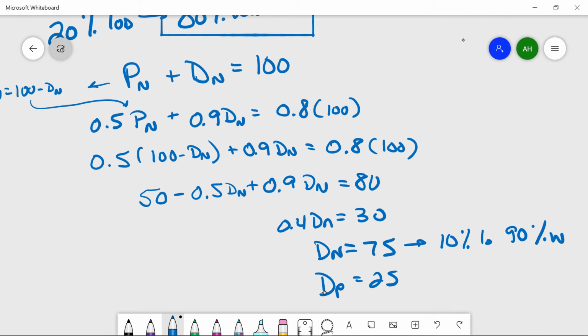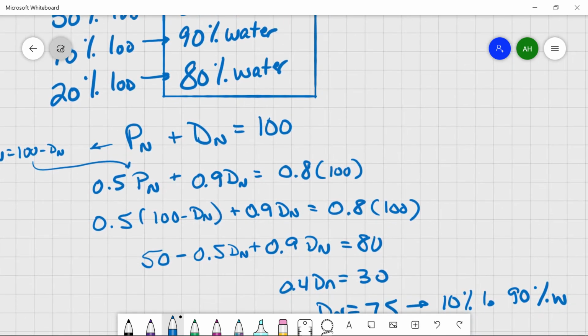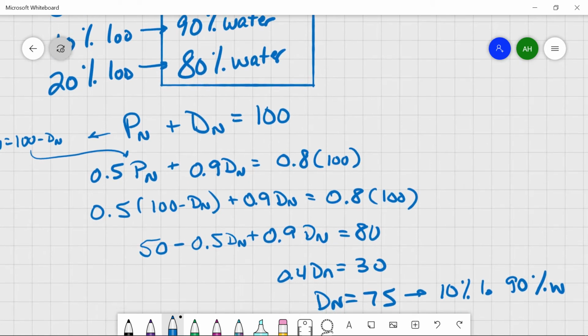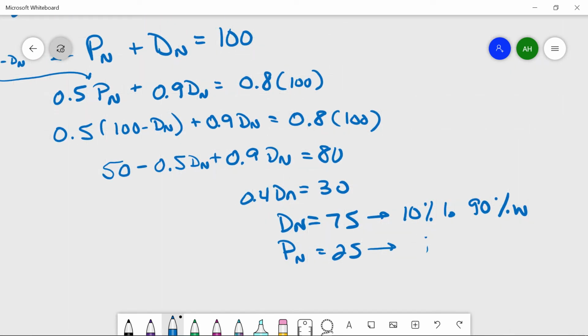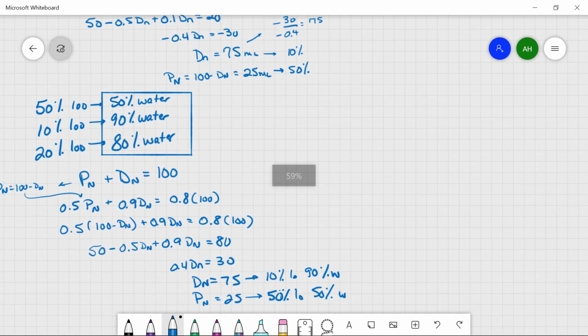And the PN, oh, what did I do? Sorry, this right here should have said PN. The poured amount is going to represent the 25%. No, excuse me, it represents the 50. So that represents the 50% iodine, 50% water. And that's the same thing that we wound up with before when we did the other one.